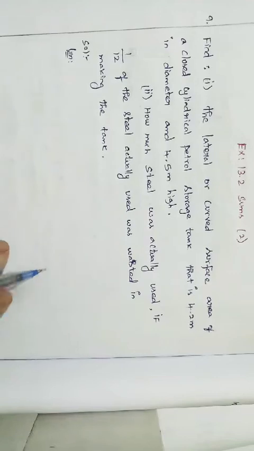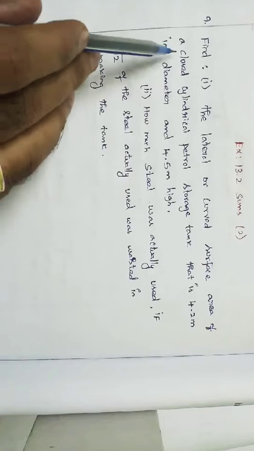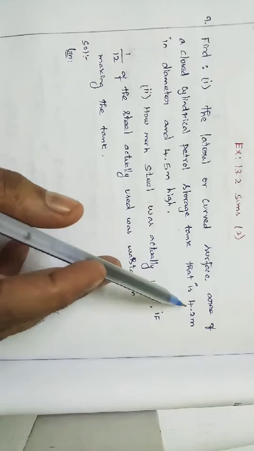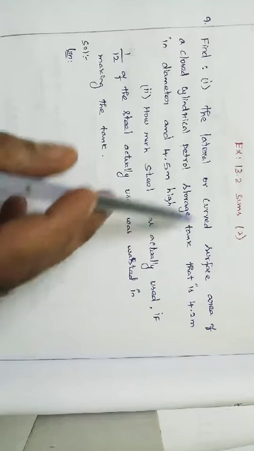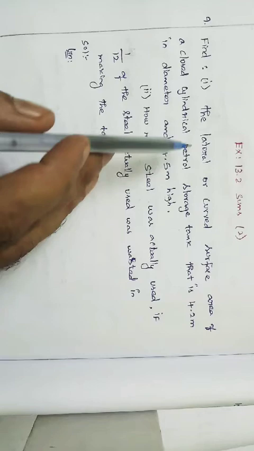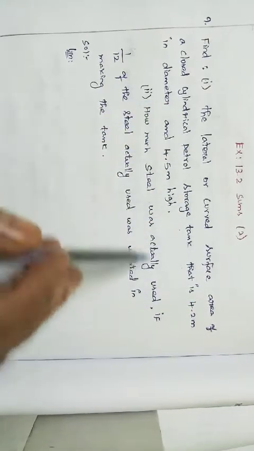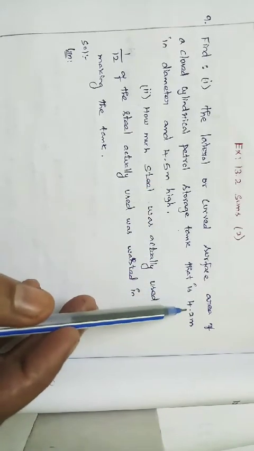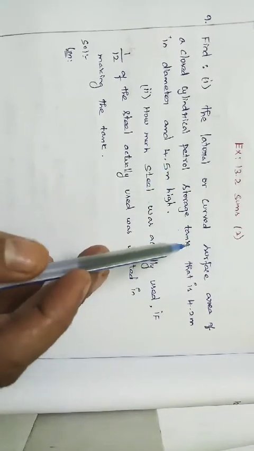Okay. Sum number 9: find the lateral or curved surface area of a closed cylindrical petrol storage tank that is 4.2 meter in diameter and 4.5 meter high. So they are discussing a cylindrical petrol tank, and what we want to find is the curved surface area. For finding the curved surface area of a cylinder we need radius and height. Diameter is given, so from that we can find the radius, and we have the height also. So from that we can find the first subdivision, right?